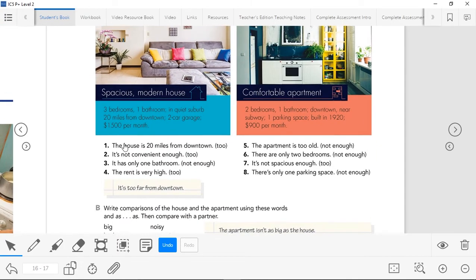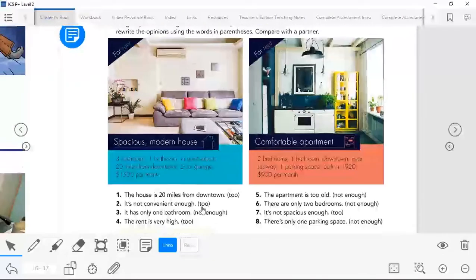For example, the house is 20 miles from downtown. The example would be, it's too far from downtown, okay? So now that you have that, let's check. Well, no, let's check now. Take your time, rewrite it in your own time, and then when you finish, we're gonna check, okay? So let's check.